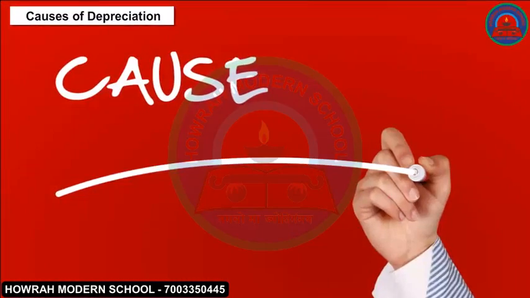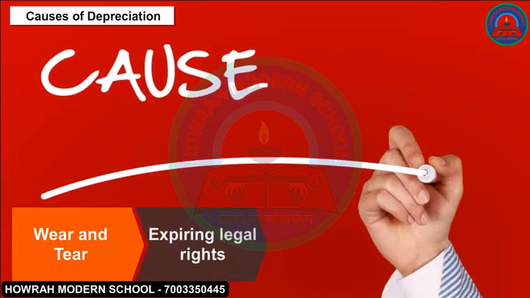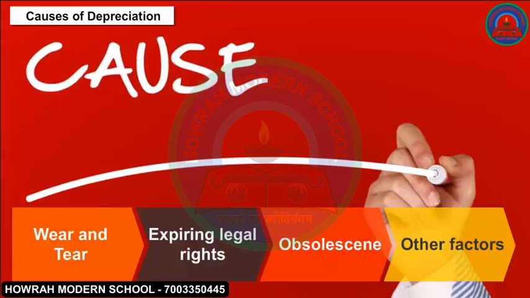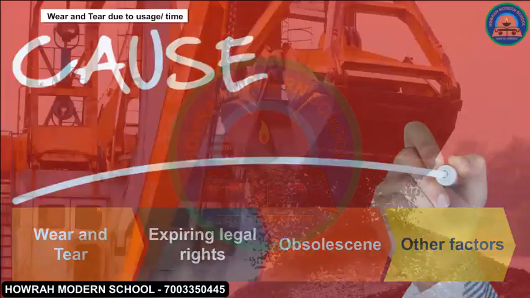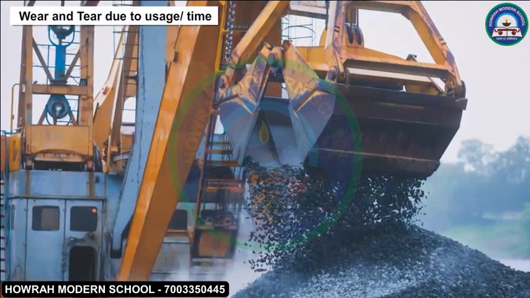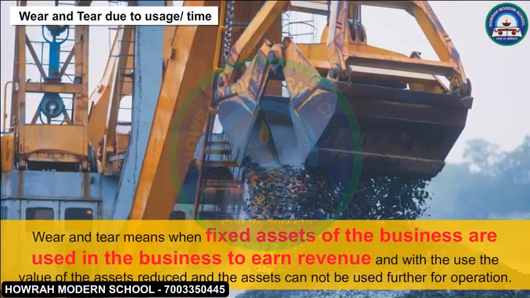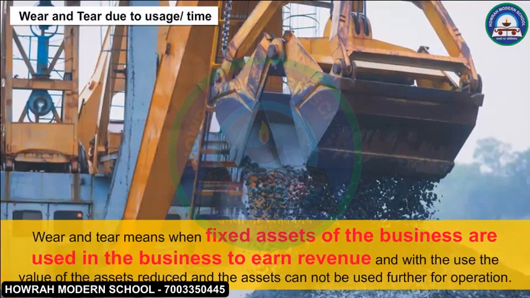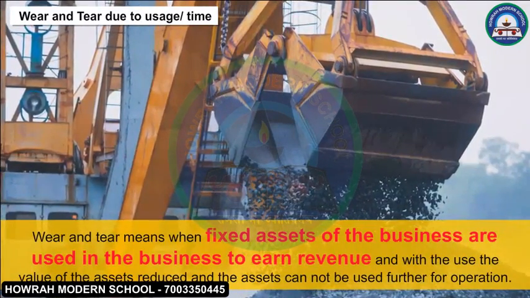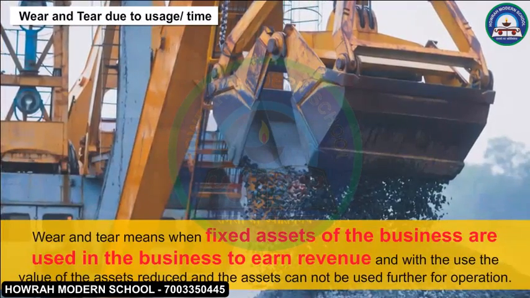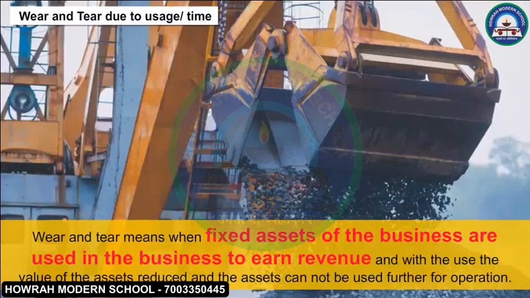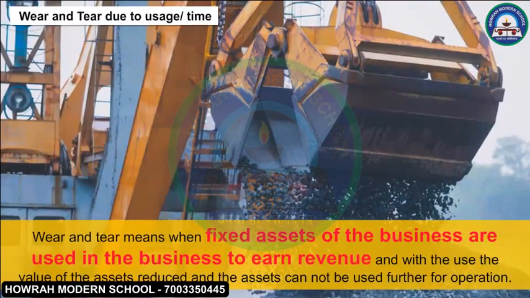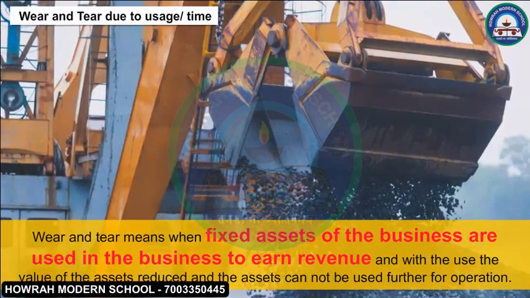Causes of depreciation. There are various reasons due to which we charge depreciation. Wear and tear due to usage or time. Wear and tear means when fixed assets of the business are used in the business to earn revenue, and with the use the value of the assets reduces and the assets cannot be used further for operation.